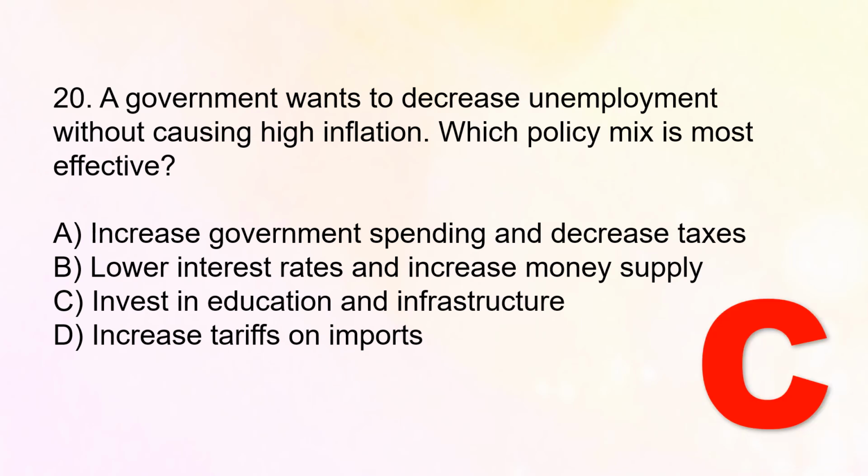Letter C is correct because long-term investment in education and infrastructure increases productivity and employment without causing inflationary pressures. So letter C is the best answer. Letter A is incorrect because increasing spending and cutting taxes raises demand, which can cause inflation. Letter B is incorrect because monetary expansion lowers unemployment but increases inflation risk. Letter D is incorrect because higher tariffs can reduce trade and it can lower overall economic growth. So only letter C is the best answer.